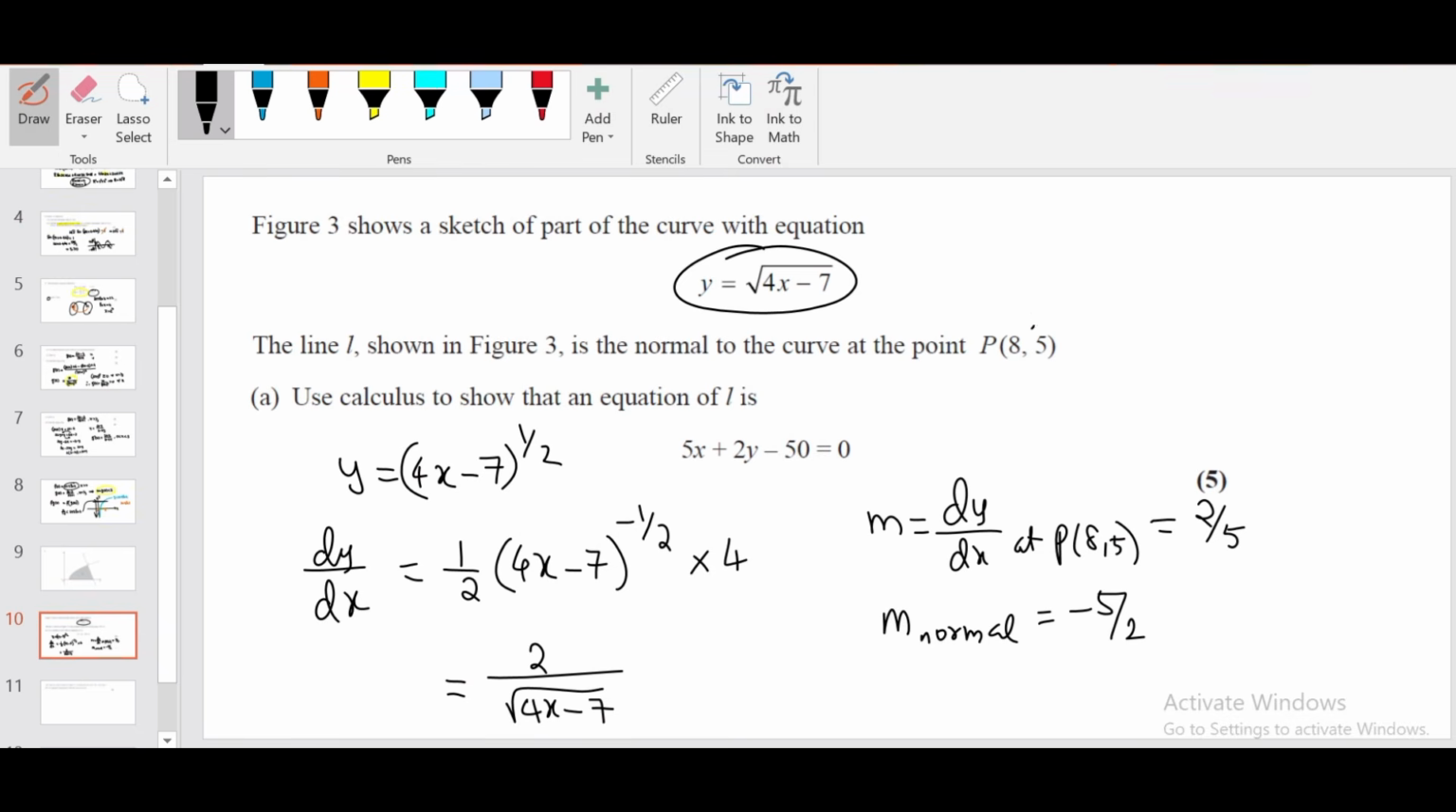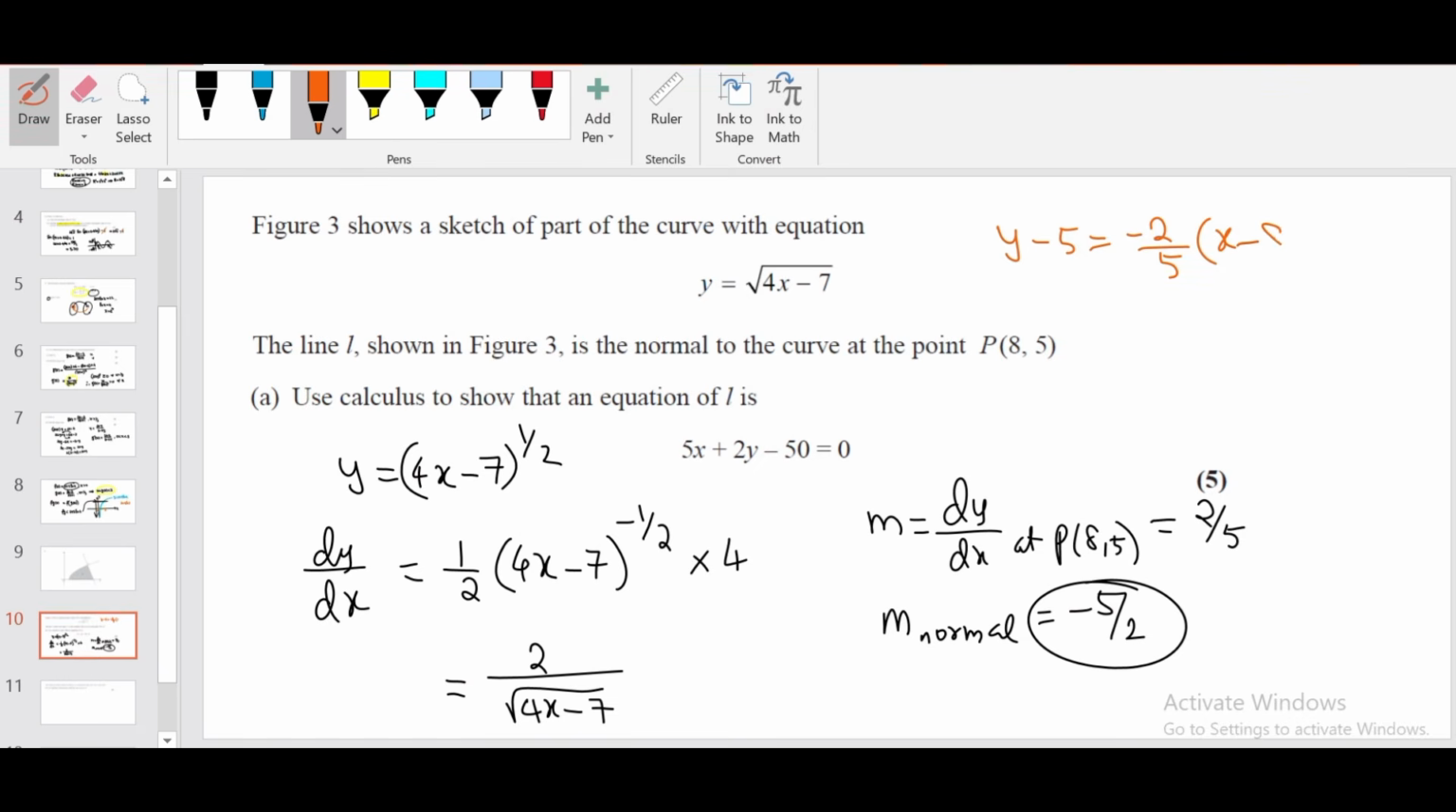That's all. We have a point, we have a slope. You can write the equation straight away. y minus y1 is equal to slope times x minus x1. Multiply throughout by 5, you will get 5y minus 25 is equal to minus 2x plus 16. Put everything on one side, you will get this equation, but something is wrong. We don't get 58. Why?